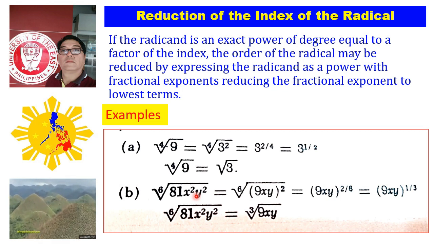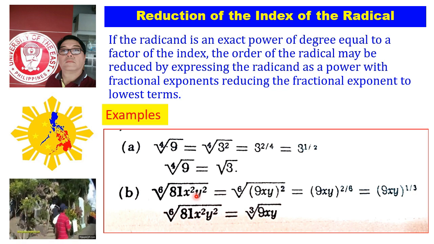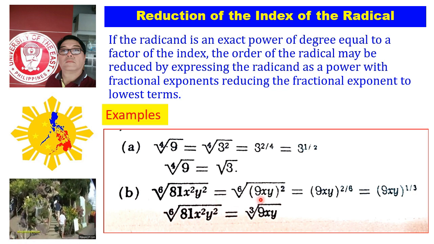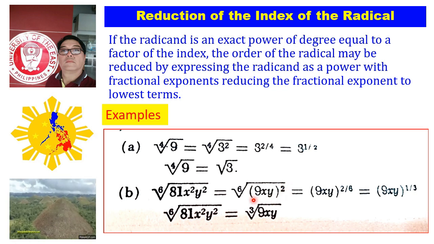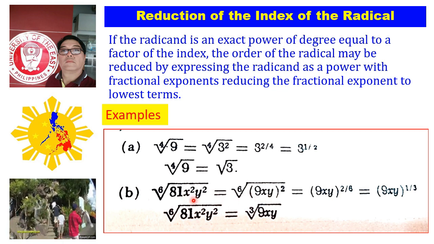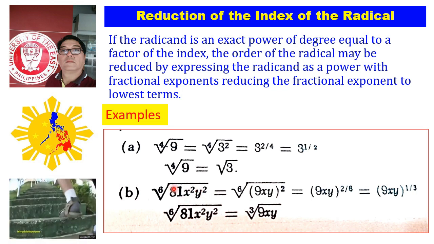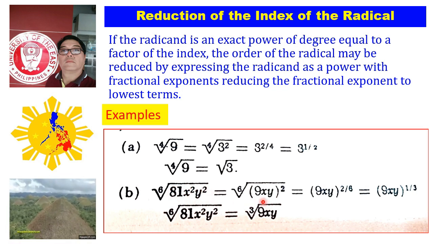Kung atin mapapansin, pwede nating isulat ito na 9xy quantity squared. Kasi 9 squared is 81, tapos x squared is x squared, and y squared is y squared. Kung kaya, pwede nating isulat yung 81x squared y squared as 9xy quantity squared. Tama ba?